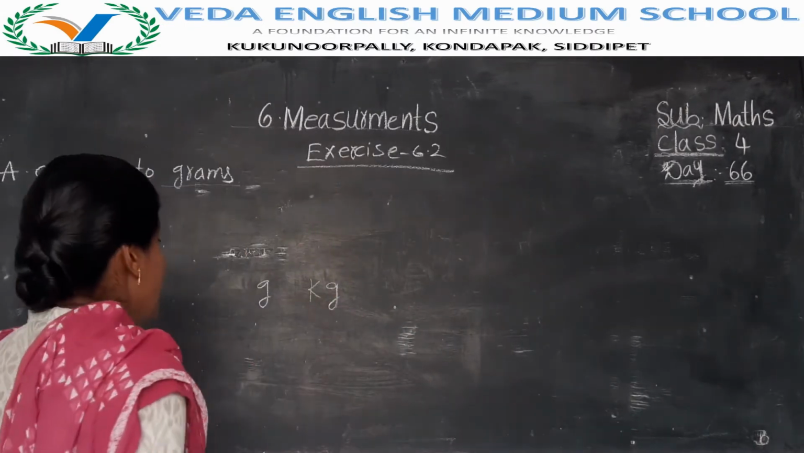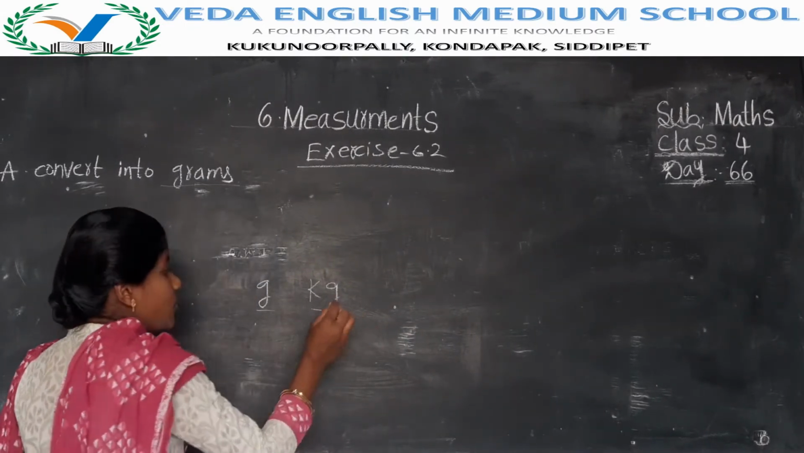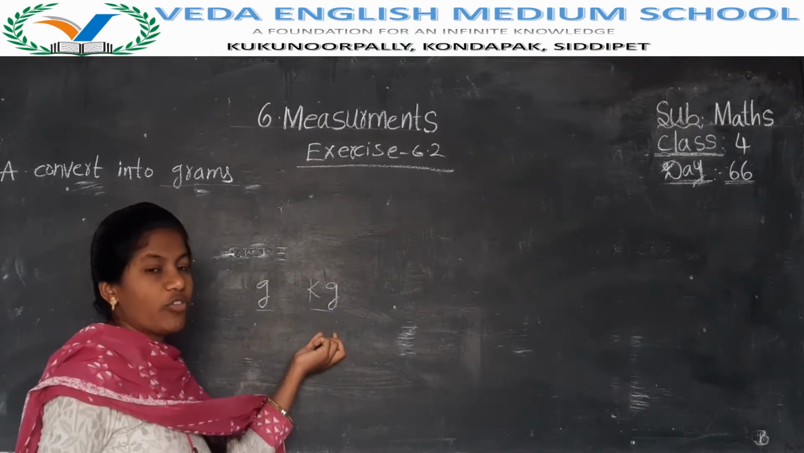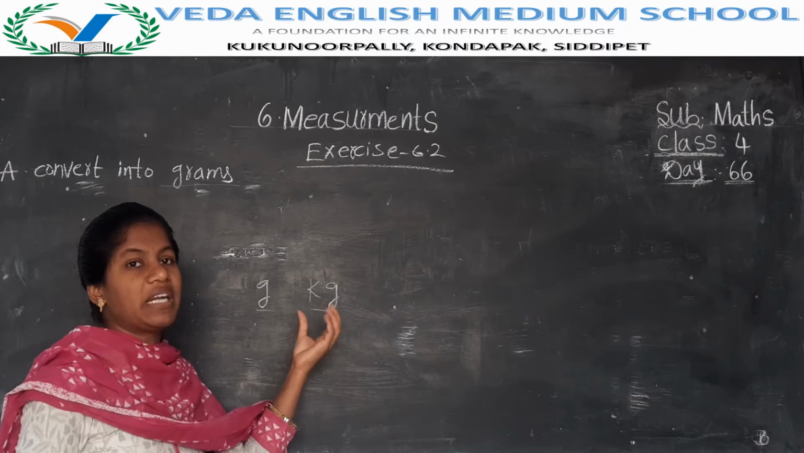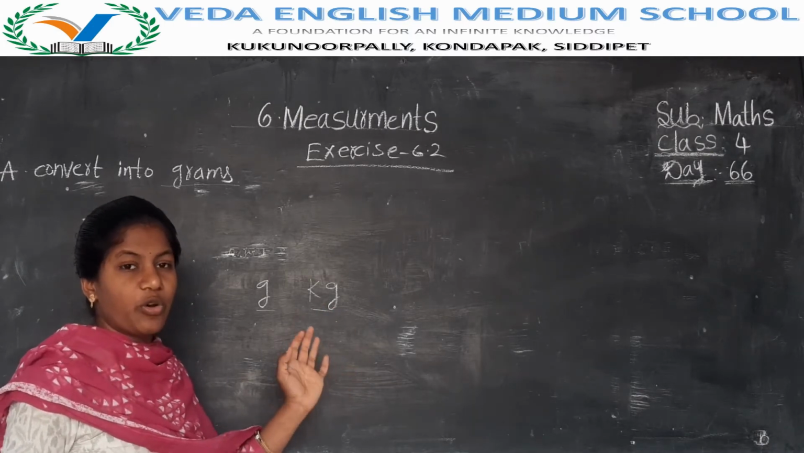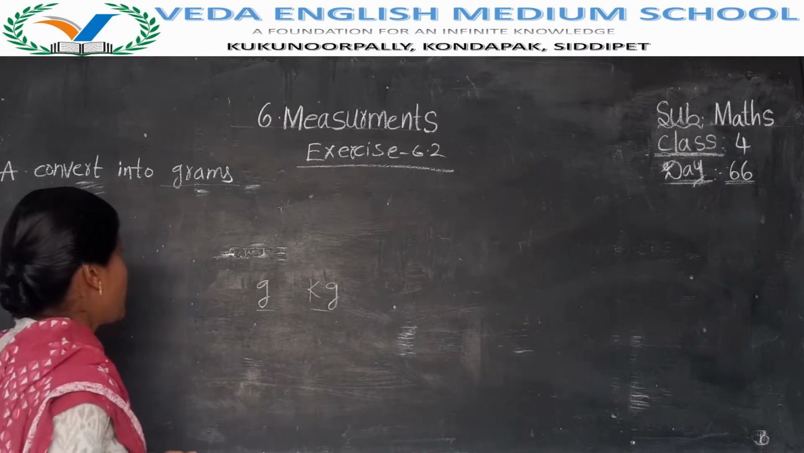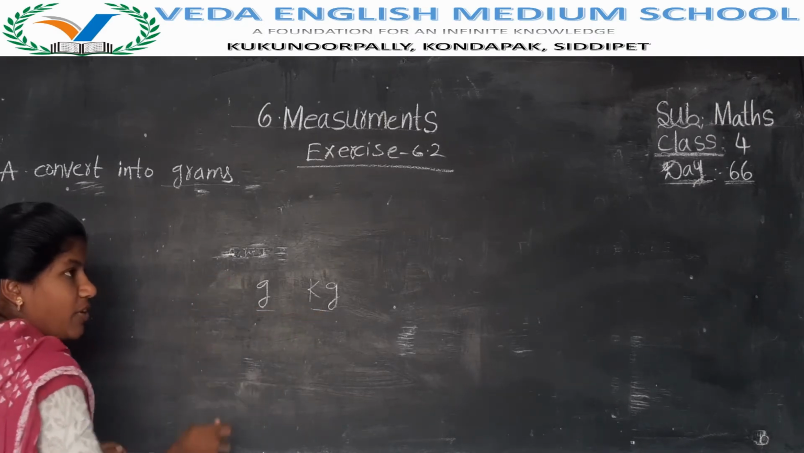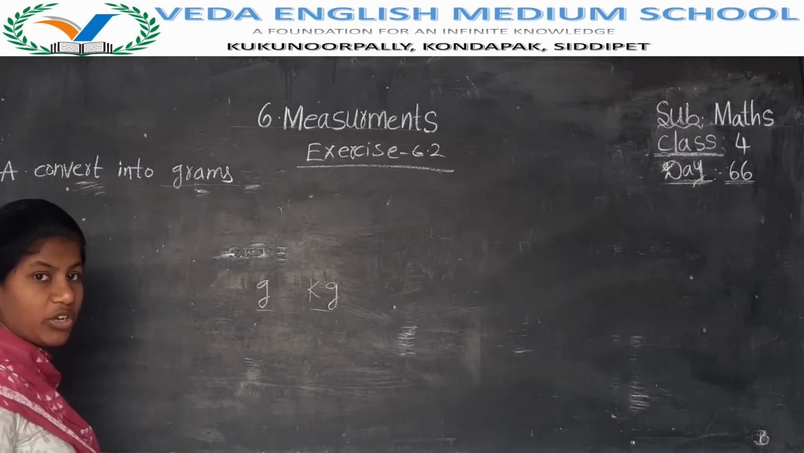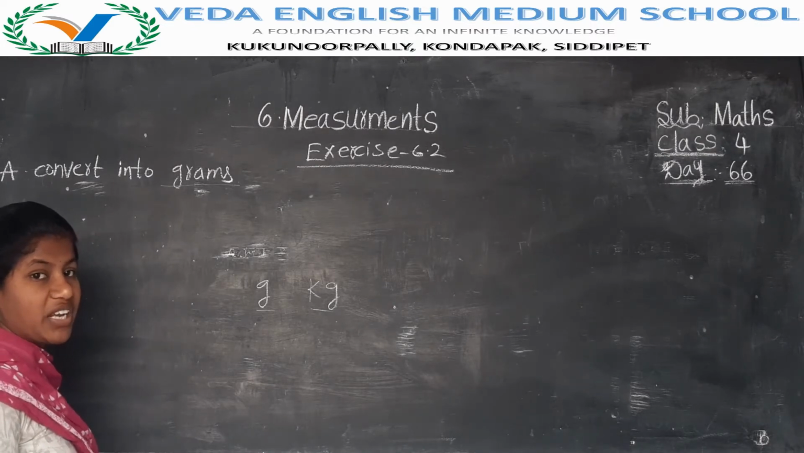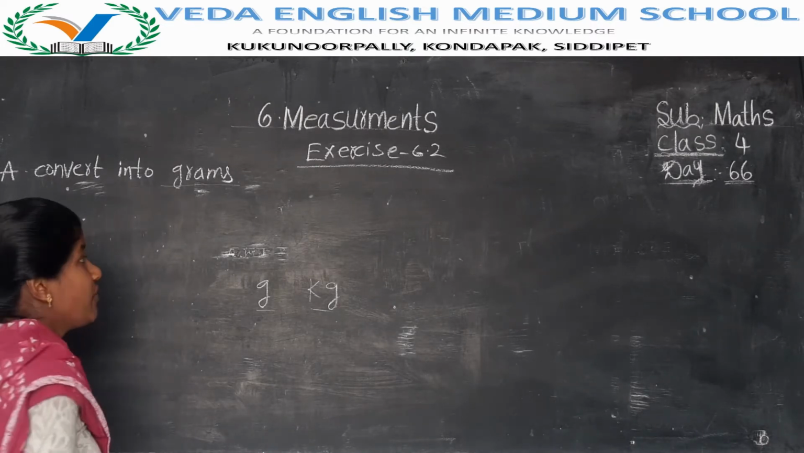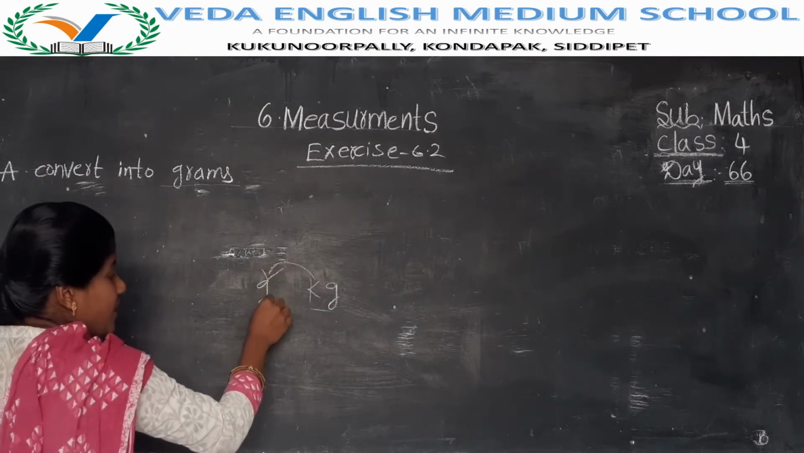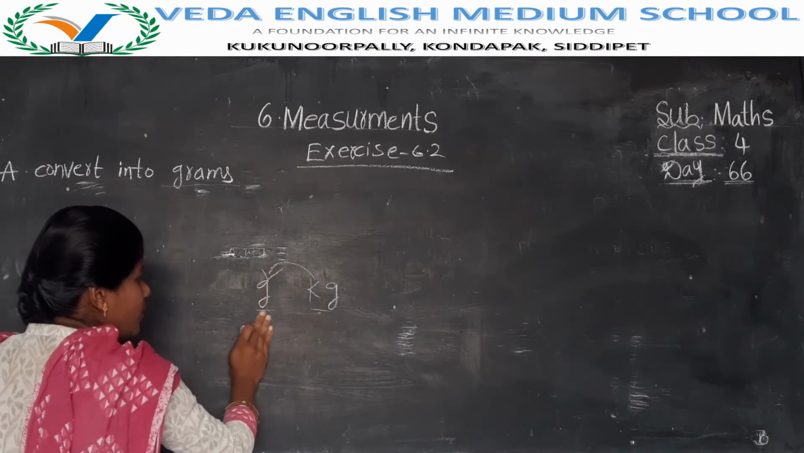Now see here, gram is a smaller quantity, kilogram is a greater quantity. పెద్ద క్వాంటిటీని చిన్న క్వాంటిటీలో కన్వర్ట్ చేస్తున్నాం కాబట్టి we have to go for multiplication. When you are converting kilograms to grams, you have to multiply. When you are converting grams to kilograms, you have to divide. You have to learn that.